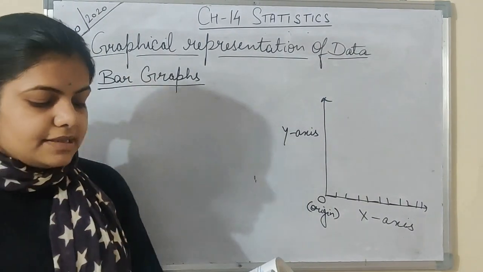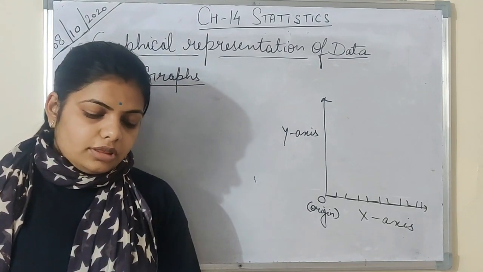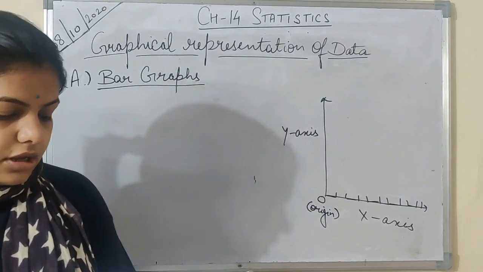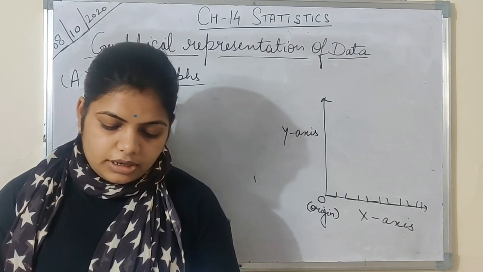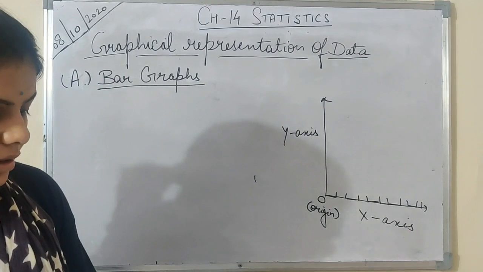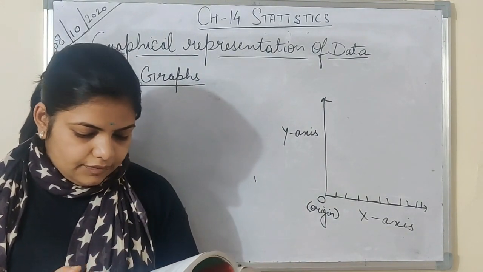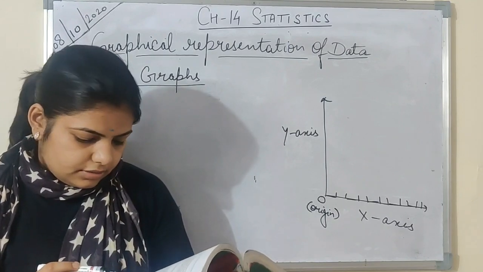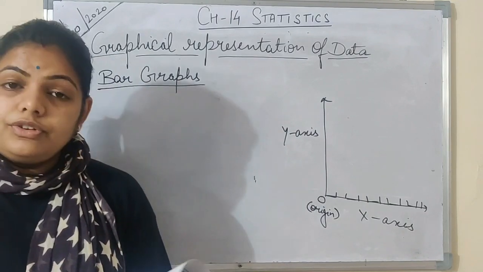Now, on the basis of this bar graph, some questions are given. So, on the basis of this bar graph, we will answer these questions. Our first question is, how many students were born in the month of November? For this, you have to open the book, and you will observe in the book that in the month of November, 4 students were born.